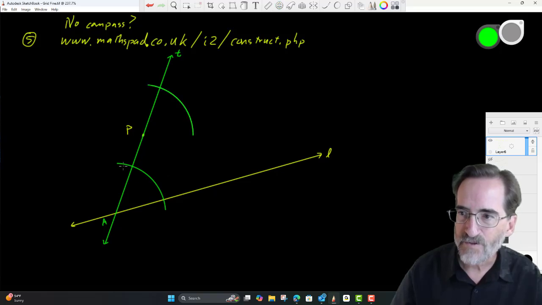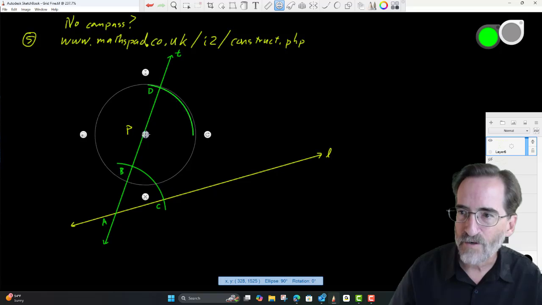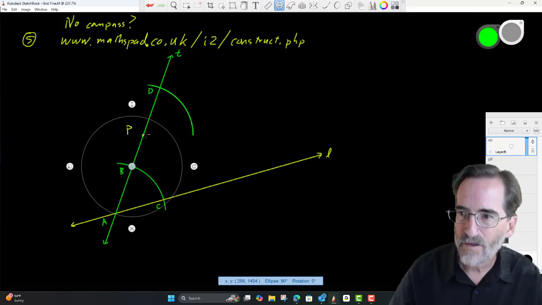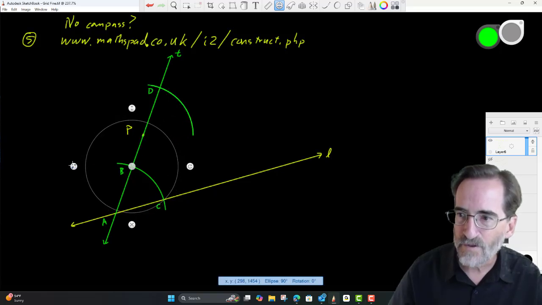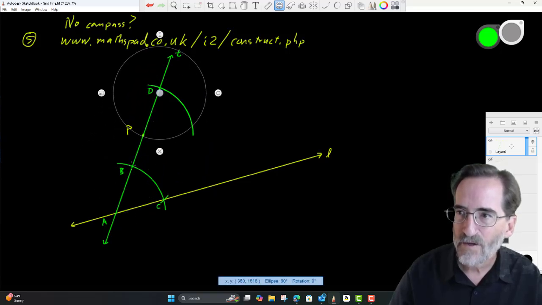Okay, let me label some points so I can refer to them. We'll call this B and C and D. I'm going to take my compass and put it on B. I'm going to put the pencil on C. Make a little mark. That's called measuring the gap. I'm going to copy the gap to D.